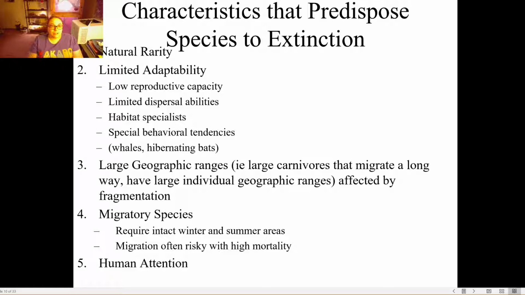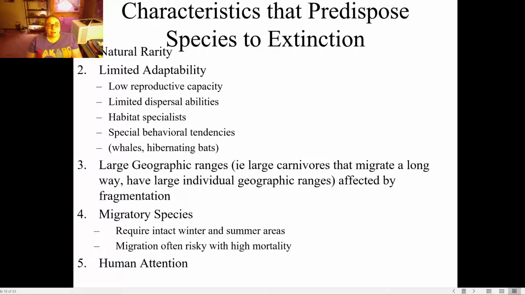Another thing that predisposes a species to extinction is large geographic ranges. So, for example, large carnivores that migrate a long way have a large individual geographic range, and that's been affected by fragmentation. In the genetics lecture, I mentioned that cheetahs are having issues because they have such a large range, and now all of their range has become patchy because we have built up areas, and it takes longer for them to get from one patch where they can hunt to another patch where they can hunt. And they're actually starving before they're able to find more food.